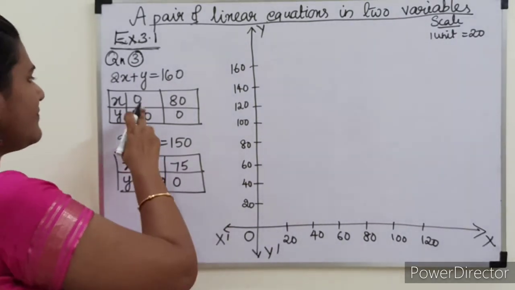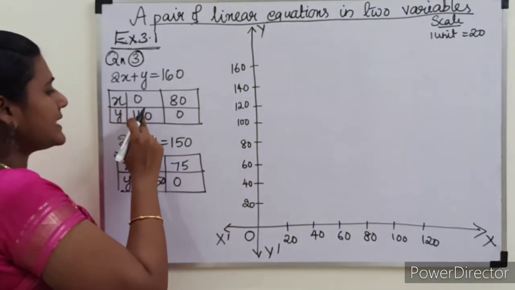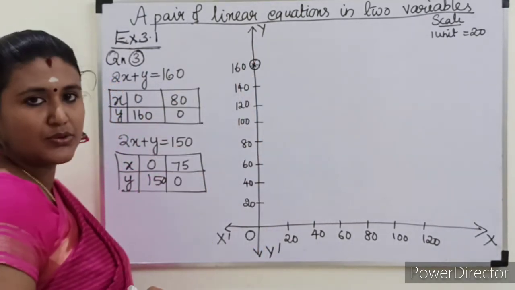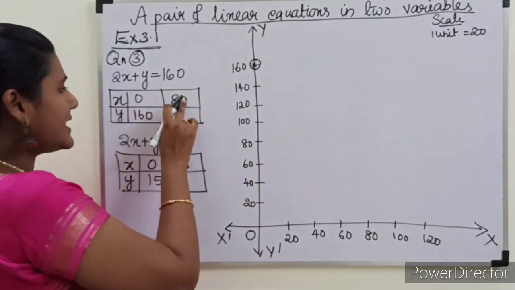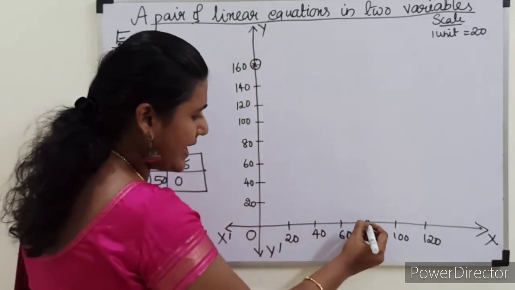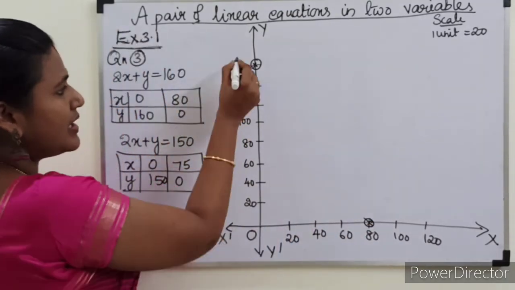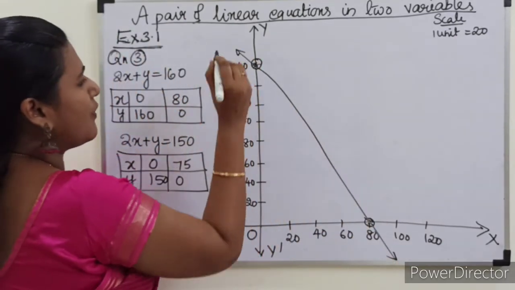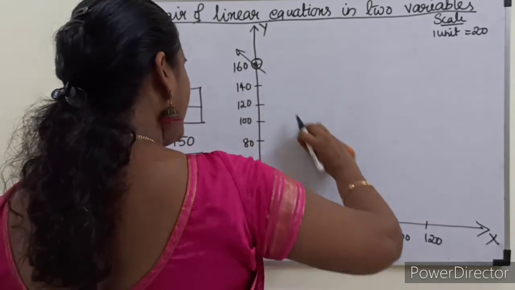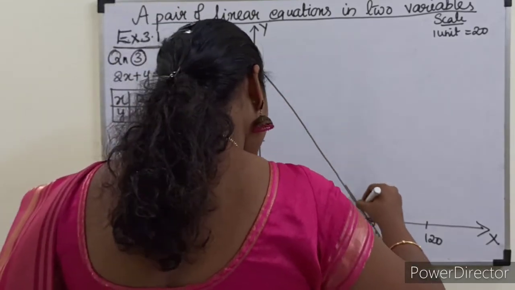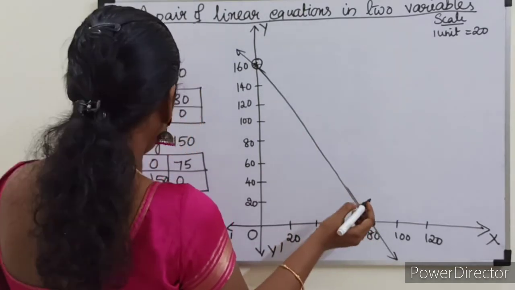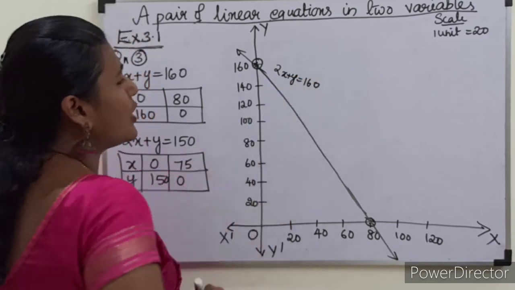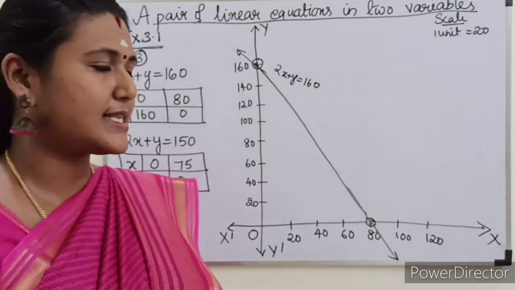Now we will plot the points. First point: x 0, y 160. This is the solution point. Then the second solution: x 80, y 0. So this is the solution point. Now we will join these two points, and we will get the graph of the first line. So this is the graph of the equation 2x plus y is equal to 160.